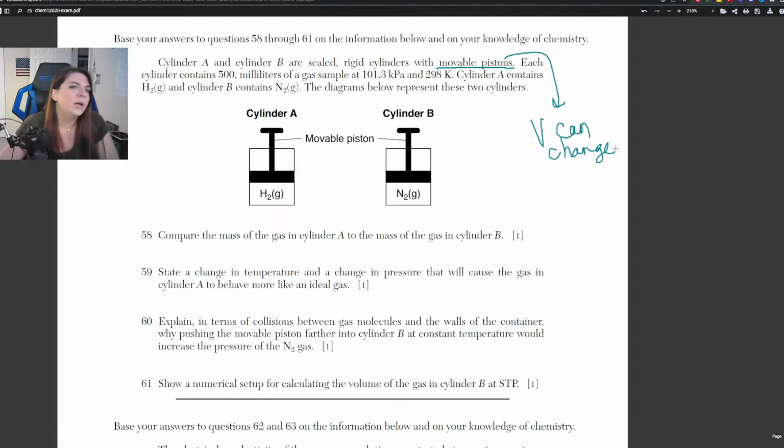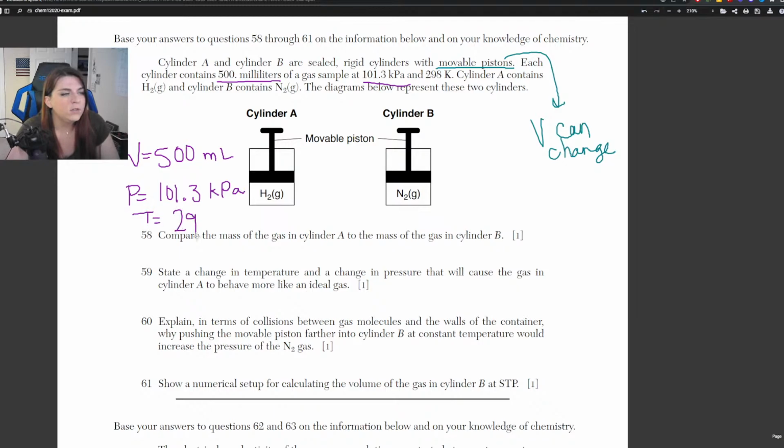Oh, this is interesting. Okay. So this is a mix of Avogadro's law and kind of molar volume. So we have 500 mL for both of them. They're at the same pressure, 101.3 kilopascals, or as we like to say, kPa. And then the temperature is 298 Kelvin. So they're under identical conditions, meaning that they're going to have the same number of particles, the same number of moles.